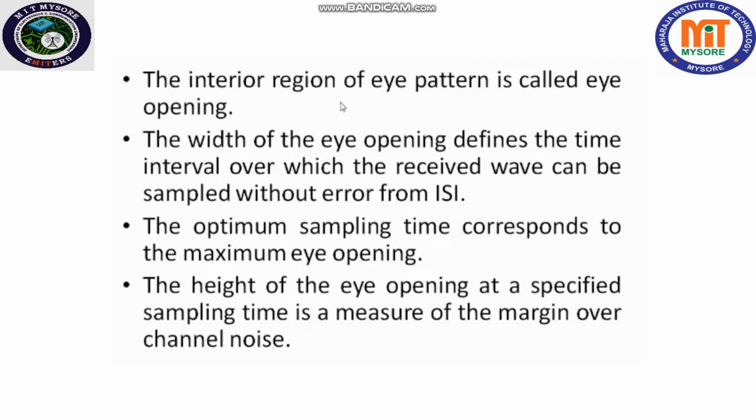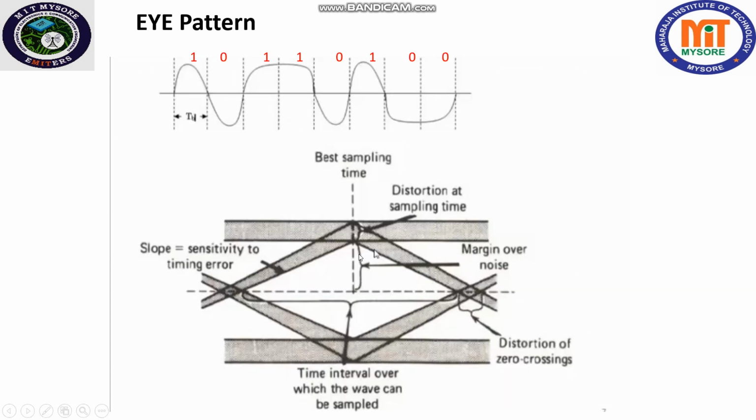And the height of the eye opening at a specified sampling time is a measure of the margin over channel noise. As I have already indicated, this is the channel noise. This margin should be as high as possible. Okay, and here this slope indicates sensitivity to timing error. So for timing error sensitivity, the slope should be infinite, saying that this eye opening will be wide enough.